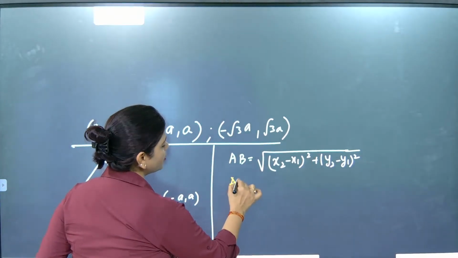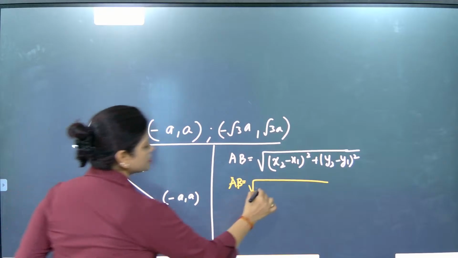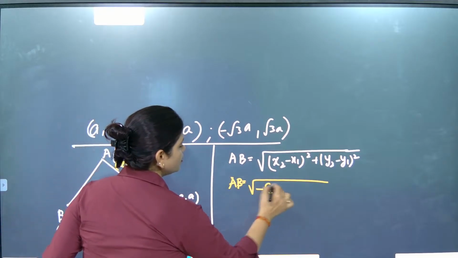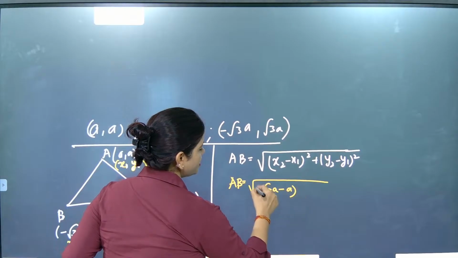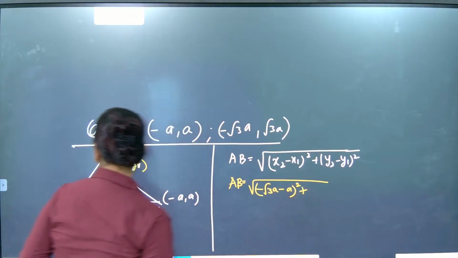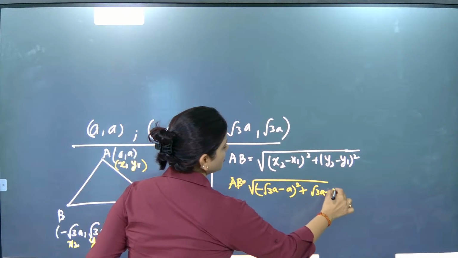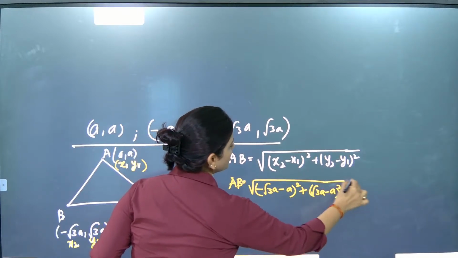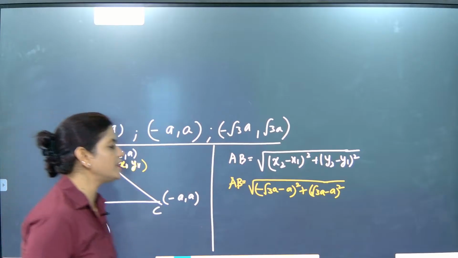And then beta, how are we going to place it? We write x2 minus x1, that is, minus root 3a, and here it is a minus a whole square, plus here it is root 3a minus a whole square. So it is exactly a game of algebra now. Understood? It is a game of algebra and we can solve this one.